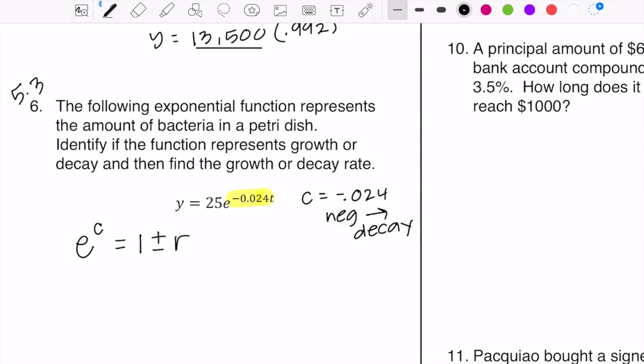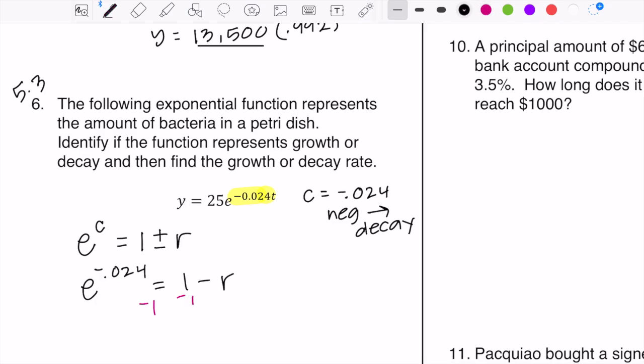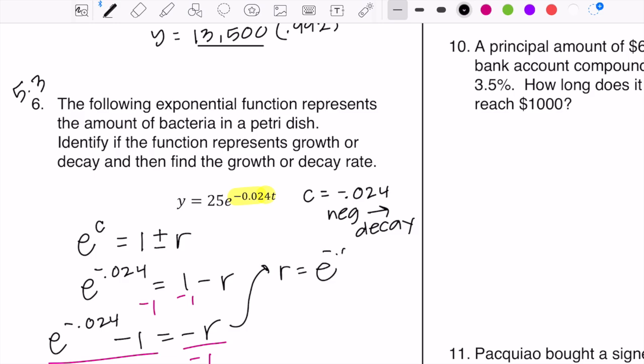So we're going to take that whole thing and set it equal. So we have e to the negative 0.024 equals 1 minus r, since it's decay. Then we're going to subtract 1. Make sure you know how to combine like terms properly. And that equals negative r. And then we're going to divide by negative 1. And we end up with r equals e to the negative 0.024 minus 1 divided by negative 1. Just plug that whole thing into your calculator.